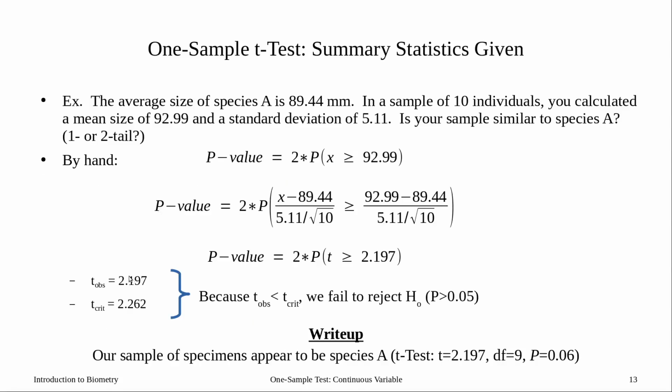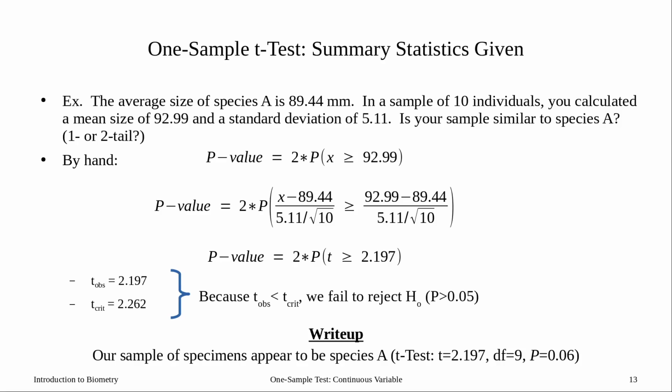So let's go through an example. Average size of species A is 89.44. In a sample of 10 individuals, you calculated a mean size of 92.99 and a standard deviation of 5.11. Is our sample similar to species A?